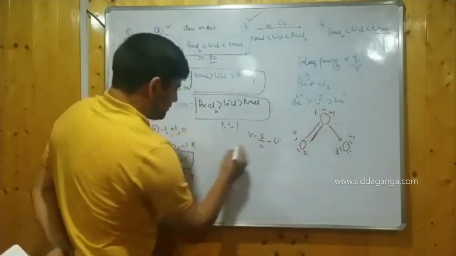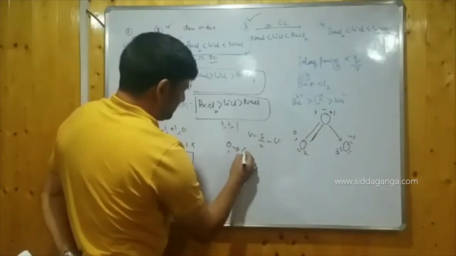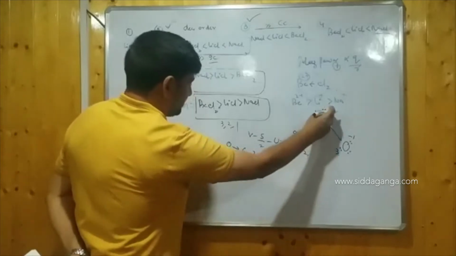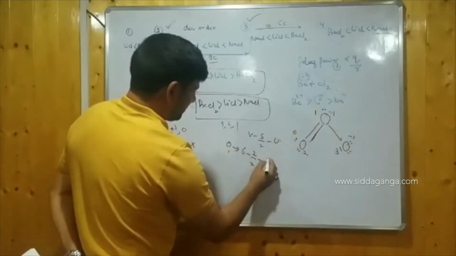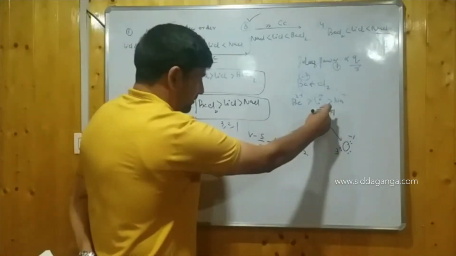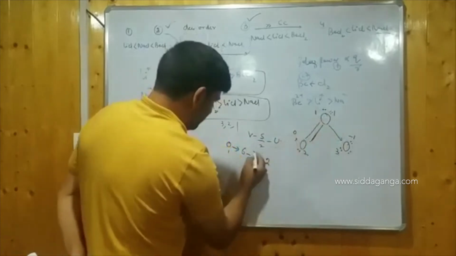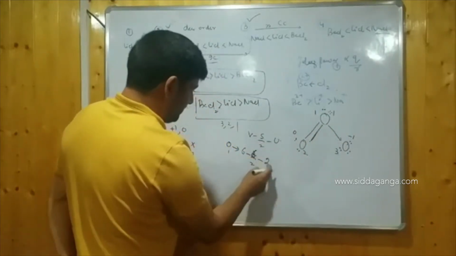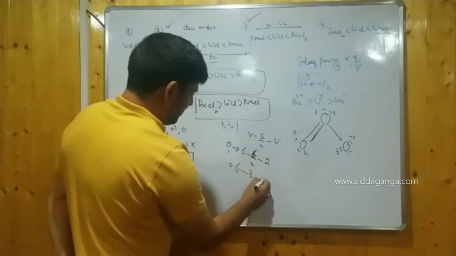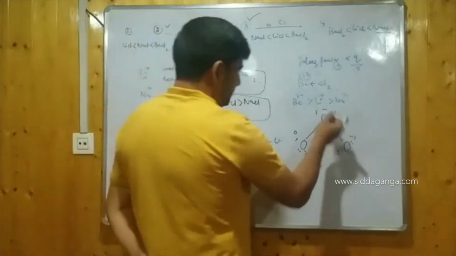Let us see. Oxygen number 1. What's the valence electron? 6. How many are shared? Shared divided by 2, minus unshared 2. Are you getting it or not? You can see that unshared electrons are 2. How many are shared? 1, 2, this bond, 3, 4, 5, 6. So it is 6 minus 6 by 2 minus 2. So that will be 6 minus 3 minus 2. That will be plus 1. So for oxygen 1 it is plus 1.